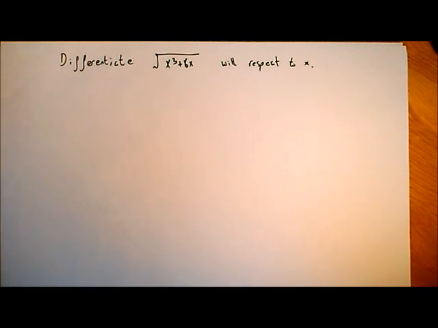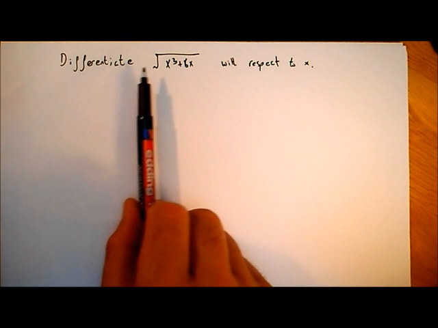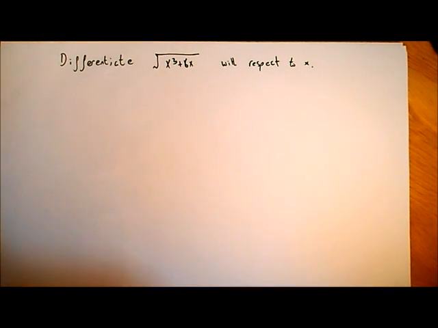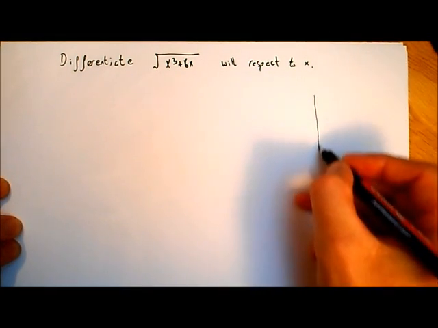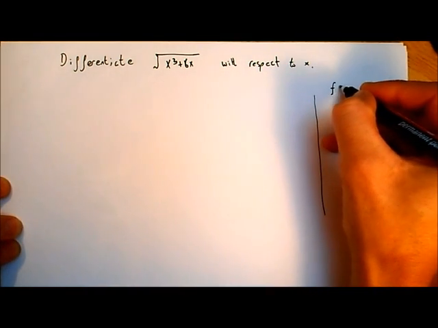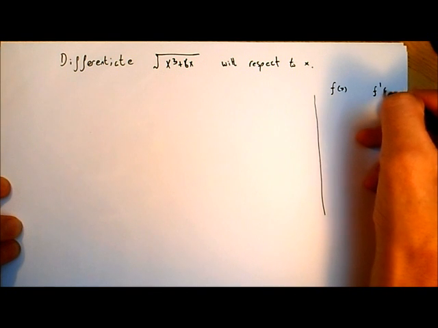Okay, let's look at a few more examples of differentiating using the chain rule. So we're asked to differentiate the square root of x cubed plus 6x with respect to x. So let's write down first of all the rules of differentiation that we know. So we have the f of x column and the f dash of x.